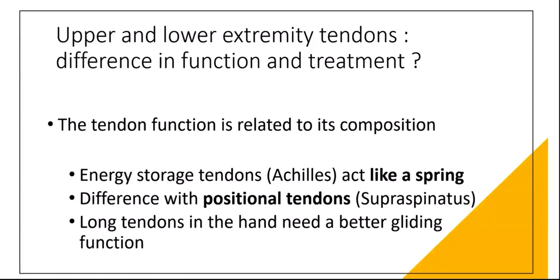As I mentioned before, there seems to be a difference between upper and lower extremity tendons. There's a difference in function, but most likely also a difference in treatment strategy. So the tendon function is related to its composition. More specifically, energy storage tendons, such as the Achilles, seem to act more like a spring. A supraspinatus, on the other hand, is more a positional tendon. And long tendons in the hand actually need a better gliding function.